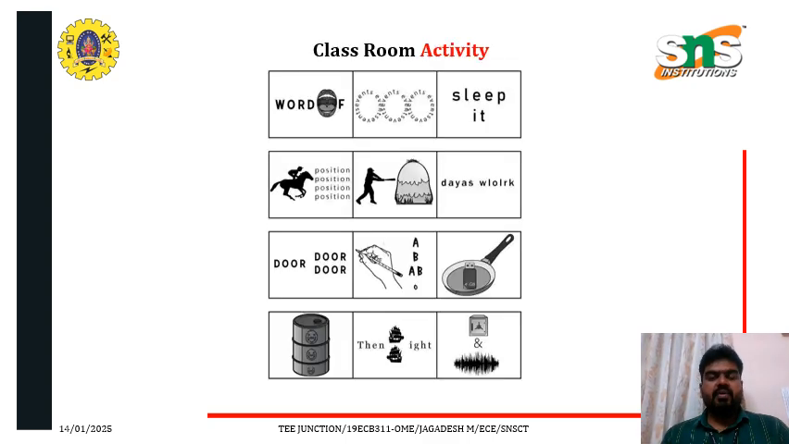So let's have some classroom activity. This is a rebus puzzle. As we discussed in the previous class, we have formed groups of students, team 1, team 2, team 3. So you discuss with your team members and find the appropriate answer for the given rebus puzzle, which is displayed in this slide.